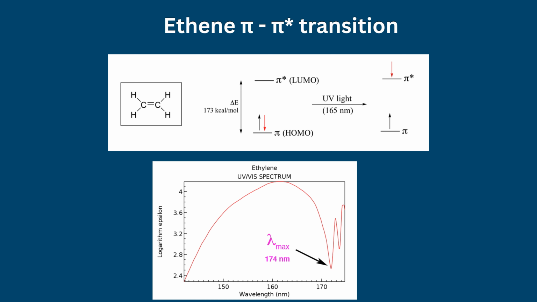For example, ethene, an isolated double bond. A double-bonded molecule such as ethene absorbs light. It undergoes a pi to pi star transition. Ethene absorbs light at 165 nanometers, corresponding to a delta E of 173 kilocalories per mole.